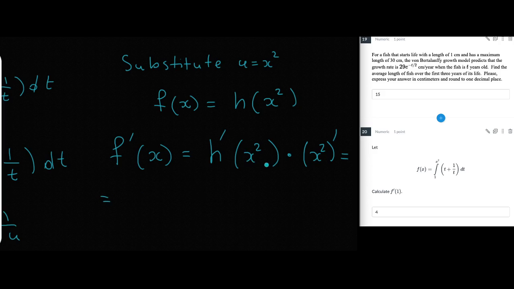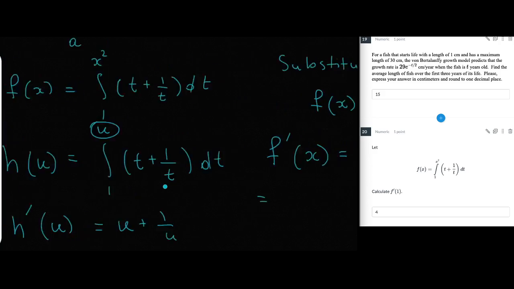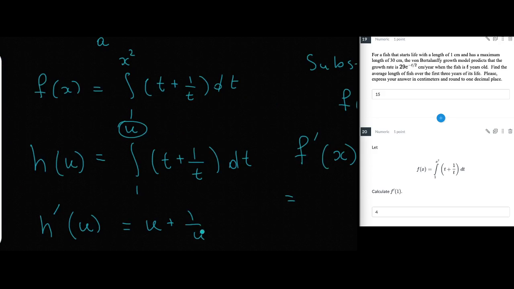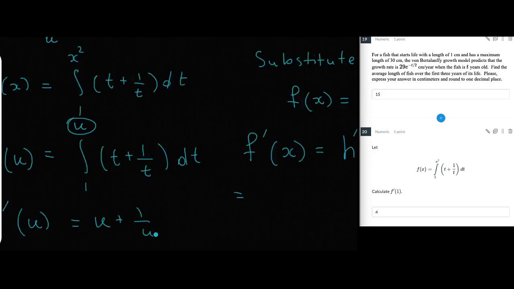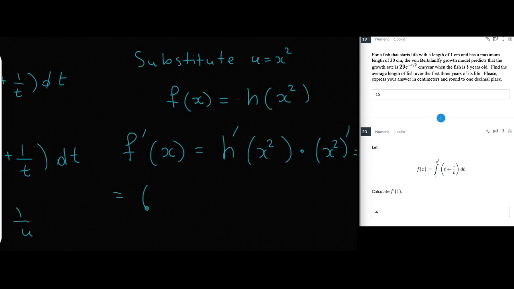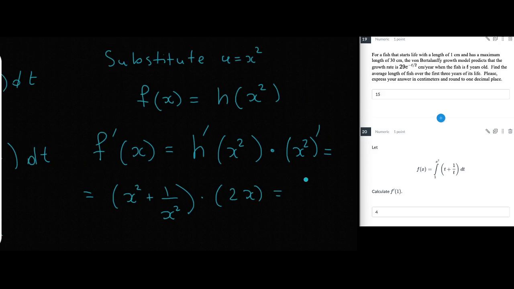Now, for h prime at x squared, I know that the derivative of h is (u plus 1) over u, so if I replace u with x squared, that's going to give me (x squared plus 1) over x squared. And now we need to multiply that by the derivative of x squared, which is 2x. Of course, I can distribute 2x to the two terms to get 2x cubed plus 2 over x.